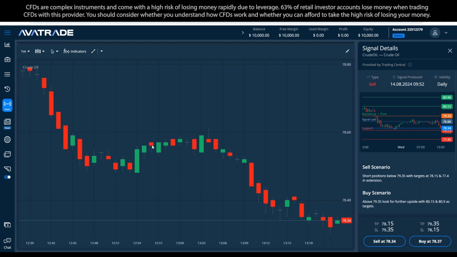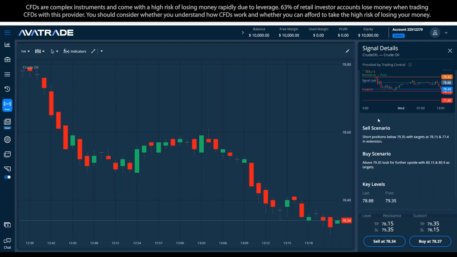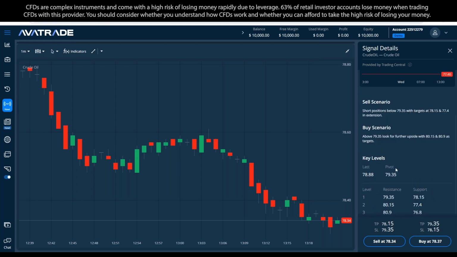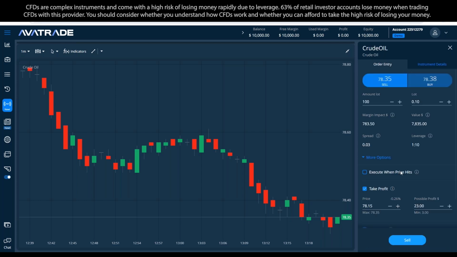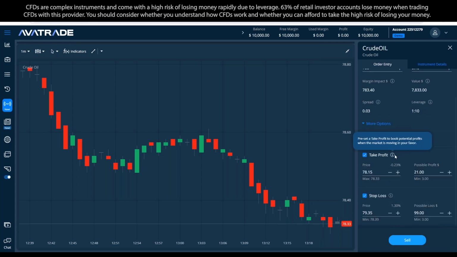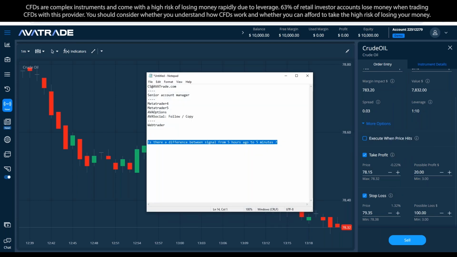So what I was about to explain: when the signal was produced, a certain scenario was born, with certain levels of support and resistance, and that's great. Upon that scenario here, it seems like now it's a sell type. Let's go with a sell. It's showing me that take profit and stop loss are marked. What exactly are take profit and stop loss?